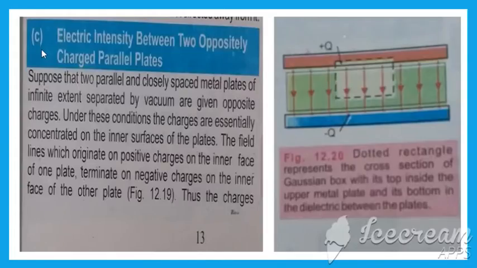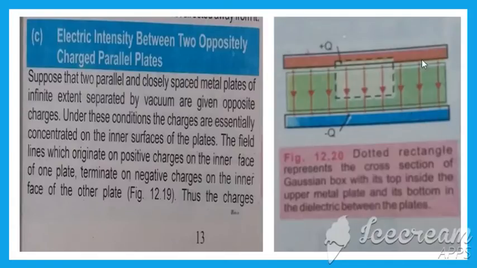Now the third application of Gauss's law. This is electric field intensity between two oppositely charged metal plates. In this figure, there are two oppositely charged metal plates which are separated by a vacuum between them. The separation between them is very small. They are close to each other, not in contact. These are metal plates with infinite extent, but in this figure only a portion of the infinite extent of these metal plates is given.